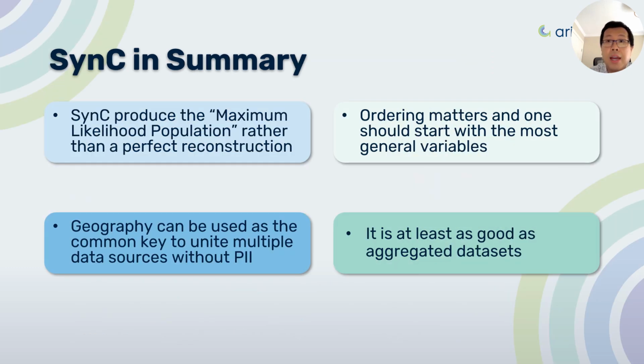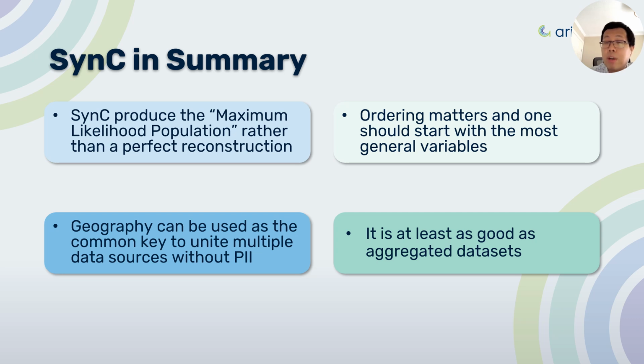And last, a quick summary of the SynC process. The SynC process produces what we call the maximum likelihood population rather than a perfect reconstruction. In other words, the population we produce may not be identical to the true population, but it is certainly the most probable outcome we created based on the available data. Geography is a central key in this whole process. Without geography, we won't be able to make it happen. So geography is central, and the use of geography replaces the use of personally identifiable information.